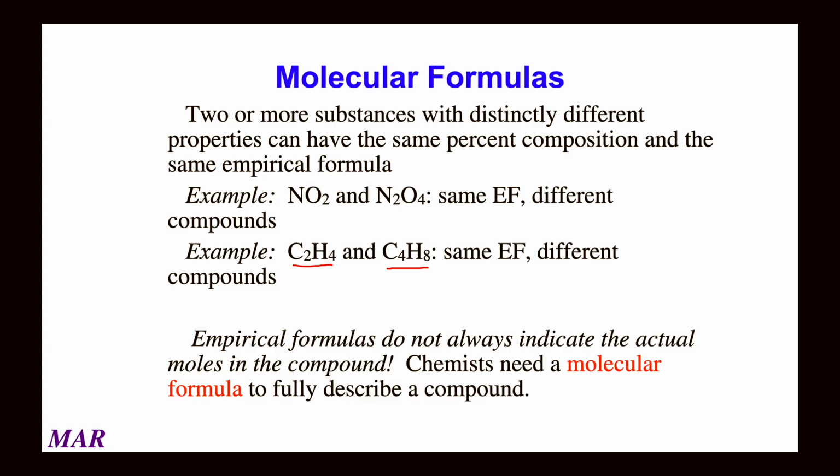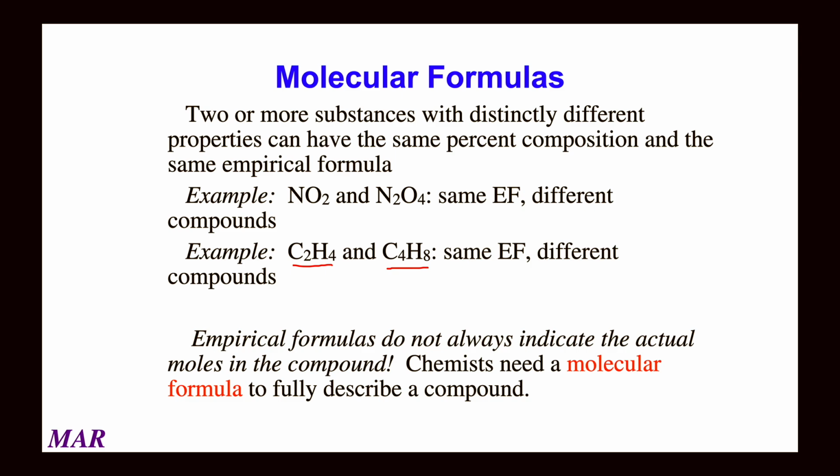Empirical formula is only the smallest thing. So really what that means is that the percent nitrogen and percent oxygen in NO2 and N2O4 are the same. Again, it's going to come down to more than just the mass percentages or the empirical formula. You've got to know more. So that's why molecular formula is kind of a holy grail.